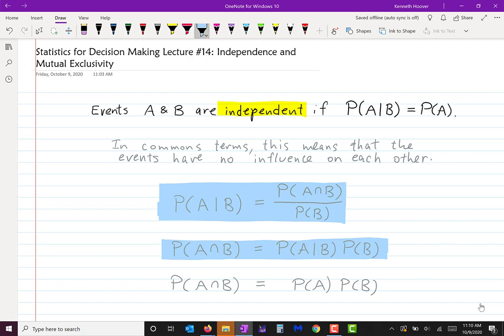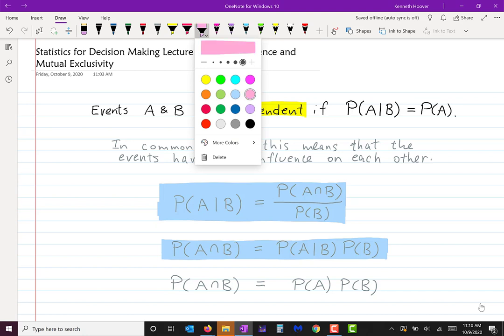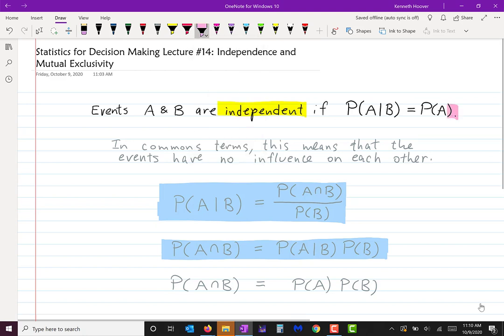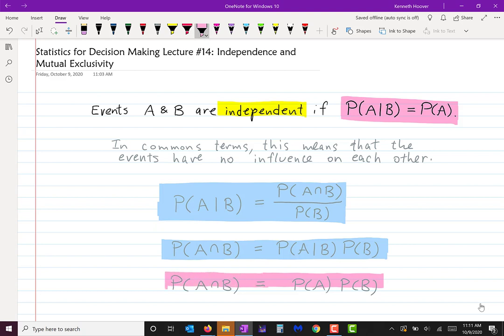And then I also want you to know that this is what it means for A and B to be independent. And that implies this would be true down here. So the blue ones are always true. The pink ones are true if the two events are independent. Okay?